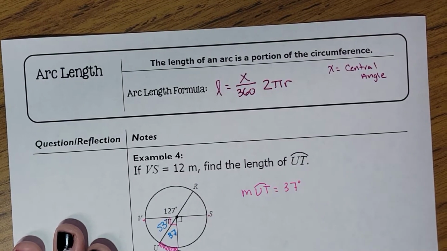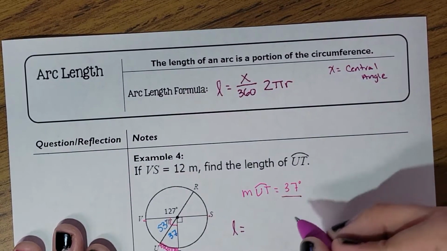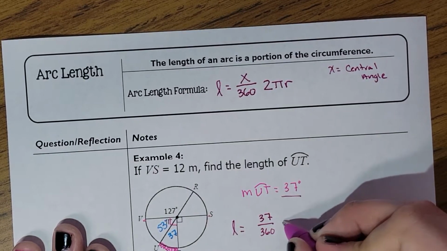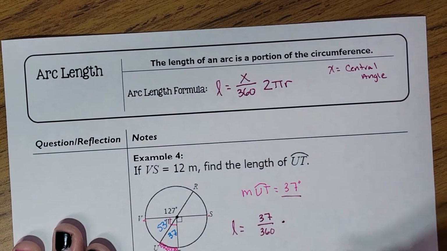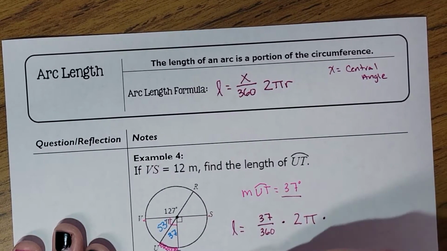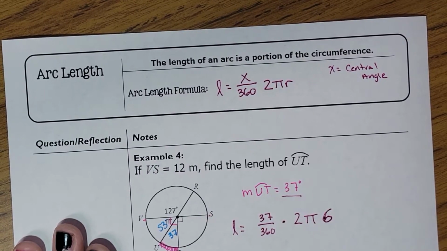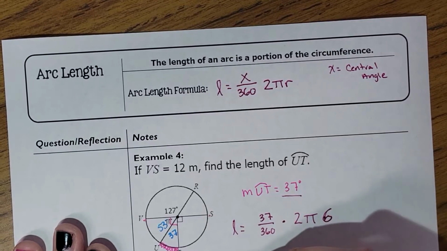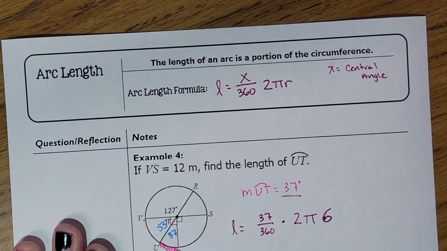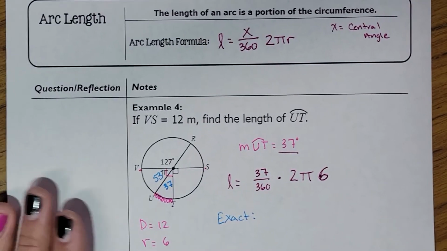Now I can actually solve for the length. The length is equal to x over 360. I know that x in this case is 37, so I put 37 over 360. Multiply that by 2 times pi times the radius, which we said was 6. So I'm gonna put this as 2 answers. We may need the exact answer, and we may need the rounded answer. So let's start with exact. Exact means you're not gonna multiply by pi and you're not gonna divide the fraction yet. You're gonna leave everything as whole numbers.